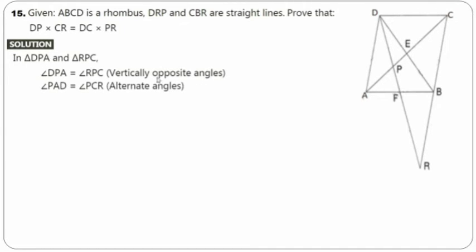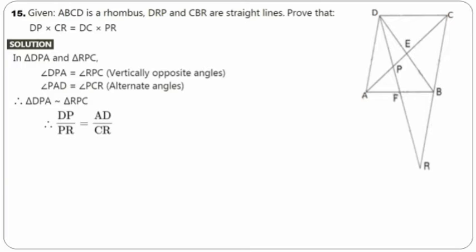And one more thing is PAD. So PAD is this angle, and PCR is this angle, and there is a Z type of figure, isn't it? So these are your alternate angles, and you know that these alternate angles will also be equal. So using AA criterion, you can write that these two triangles are similar. Now if these two are similar, then the corresponding sides have to be in proportion, isn't it?